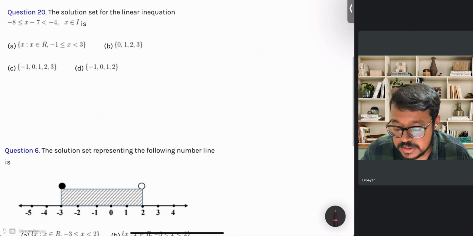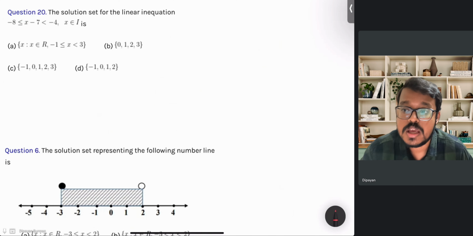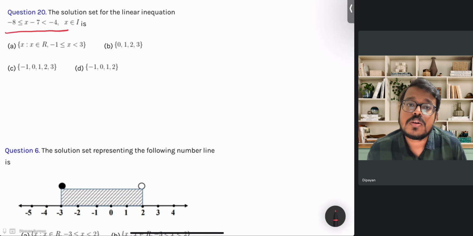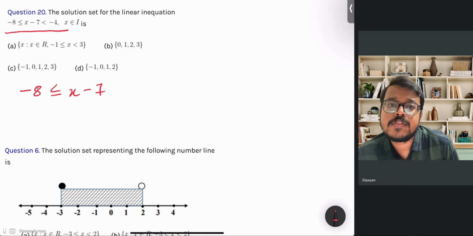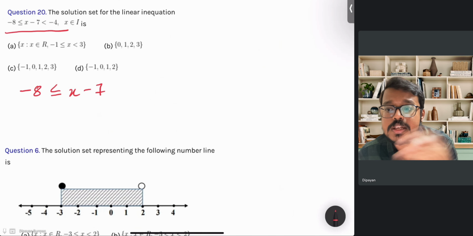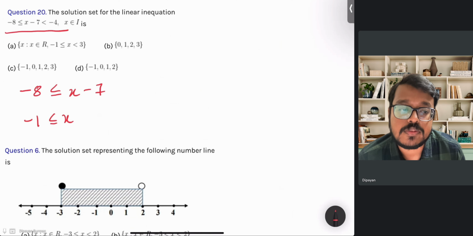The solution set for the linear inequation minus 8 less than or equal to x minus 7 less than minus 4, x belongs to I, is which of the following? Whenever we have an inequation of this format, we have to split this into two separate inequations and then we will merge the solution. So first is minus 8 less than or equal to x minus 7. In the x minus 7, I want to get rid of minus 7. So let's add 7 on both the sides, or we can move the minus 7 to the left side. So we will have minus 8 plus 7, which is minus 1, less than or equal to x. This is one part, we will keep it.